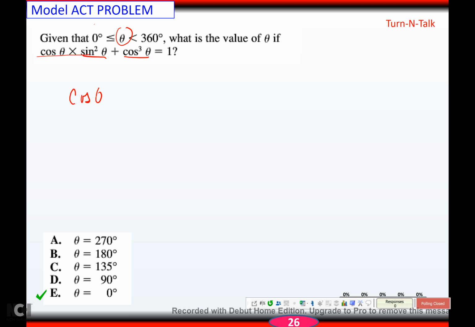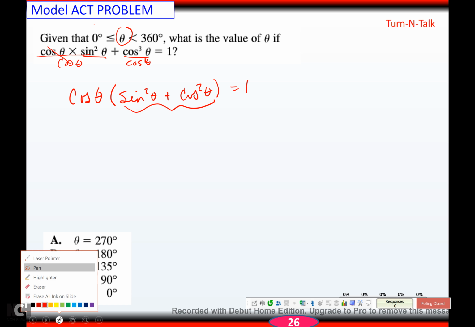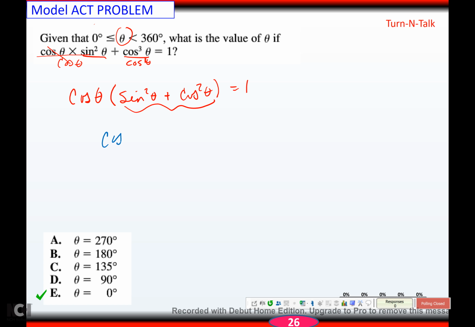So if I factor out cosine theta, divide by cosine theta, divide by cosine theta, I get sine squared theta plus, if you take a cube cosine and you divide by cosine to the first, that leaves cosine squared theta equals 1. Well, this is 1. So now I can say that cosine theta times 1 equals 1, which is just cosine theta equals 1.